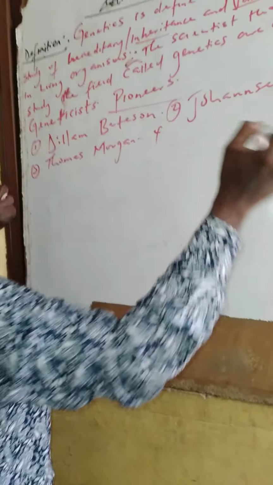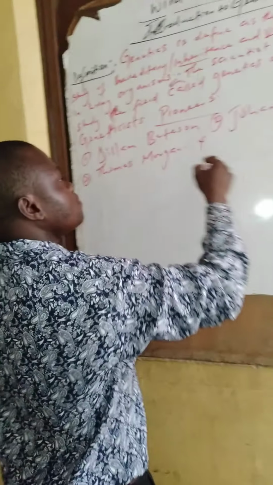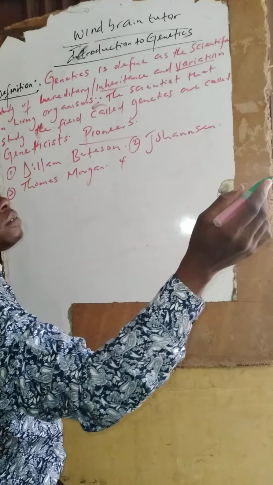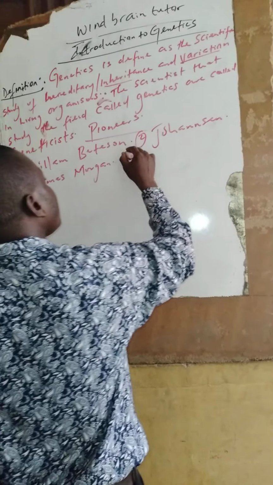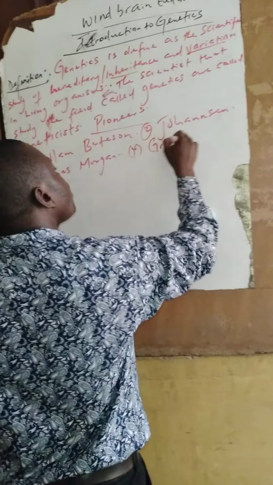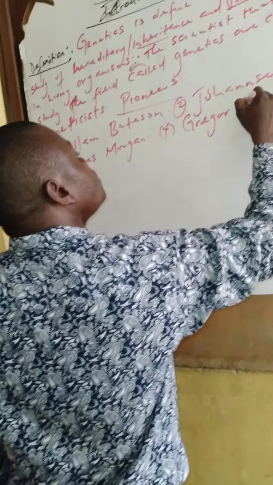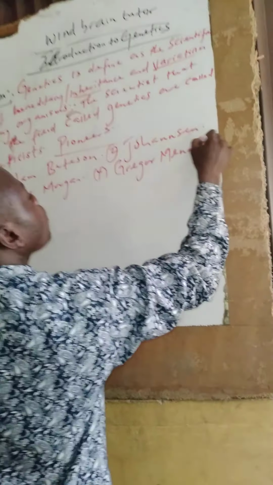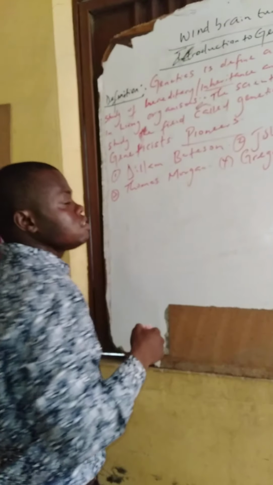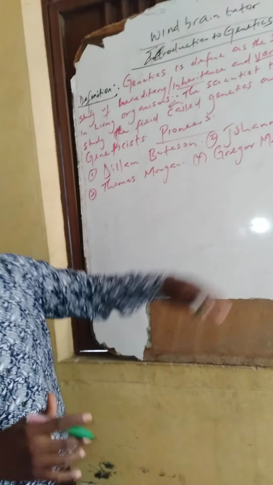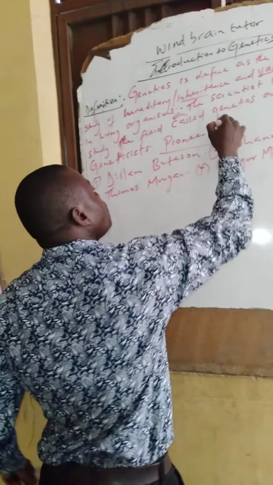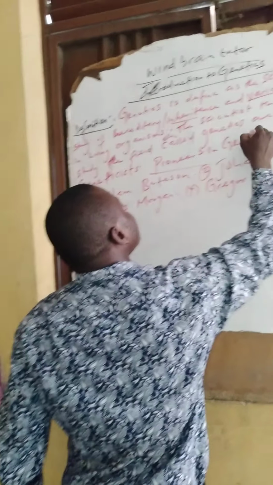And we have this man too, Gregor Mendel, the one that laid down the basic laws of genetics. All these people are the pioneers in genetics. We call them pioneers in genetics. They are also called geneticists.